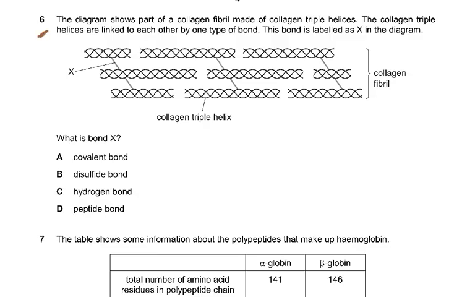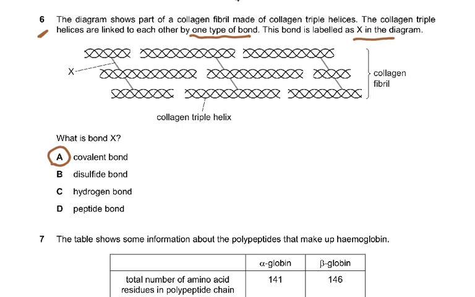Question number 6. The diagram shows part of a collagen fibril made of collagen triple helices. The collagen triple helices are linked to each other by one type of bond. The bond is labeled as X in the diagram. So that has to be a covalent bond. That's something you have to know. There's no question of understanding it or anything. They're just covalent bonds, given in your book as well.